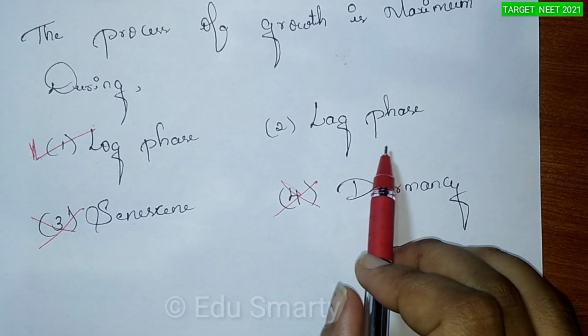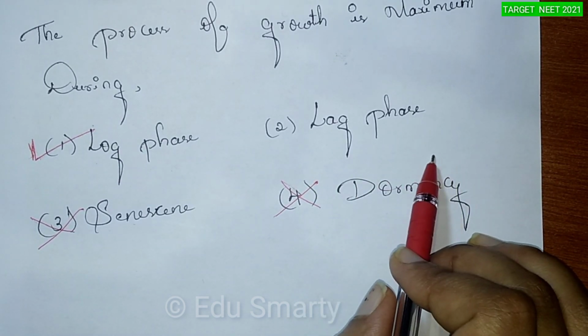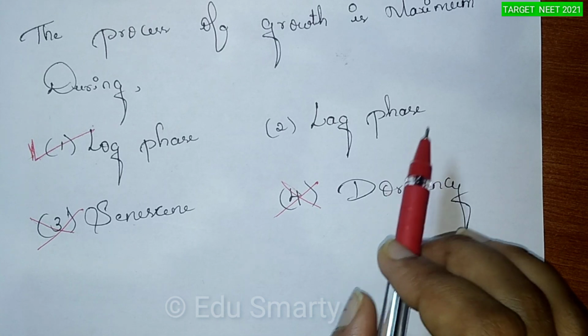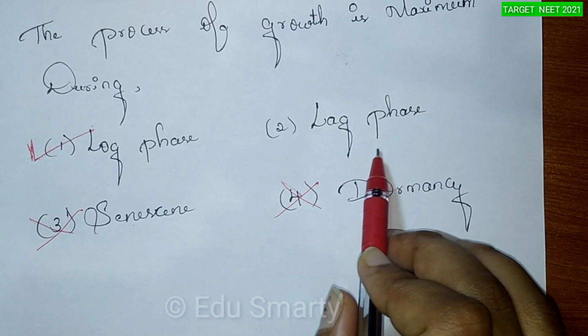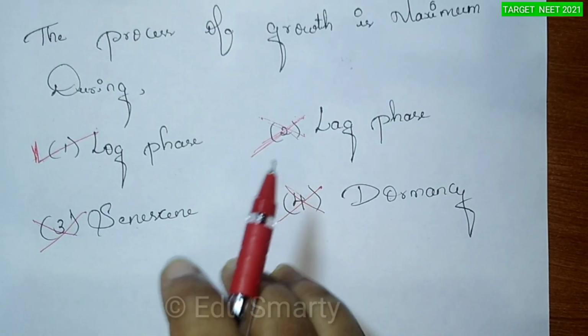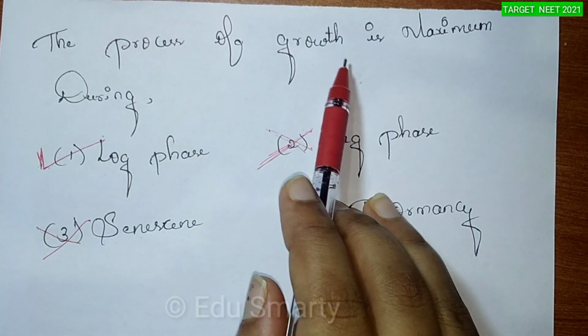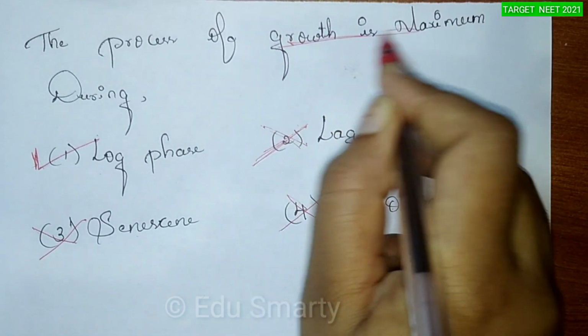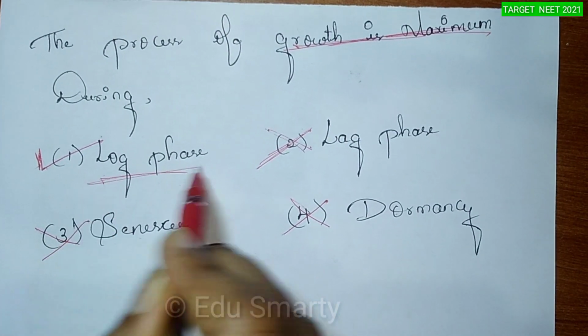And the lag phase is the initial phase of the bacteria. It is metabolically active, but the cells will not be dividing in this phase. This is not our answer. So the answer for the question, the maximum growth takes place in the log phase.